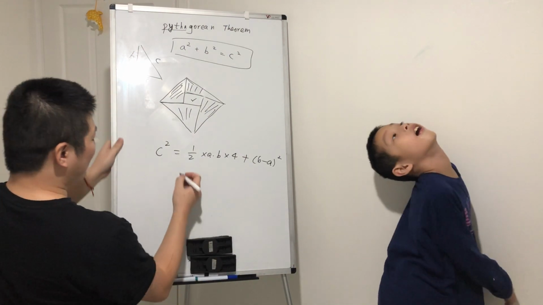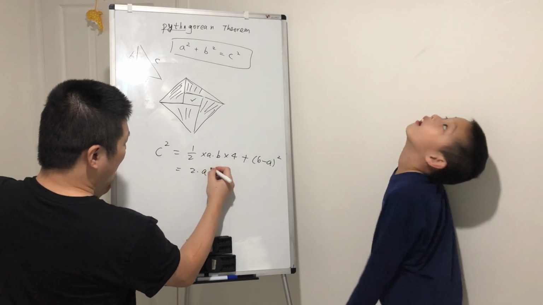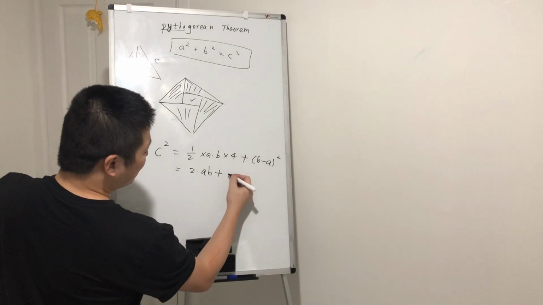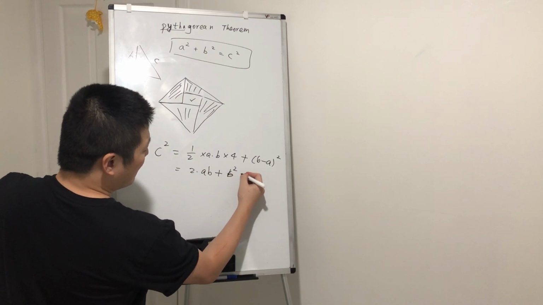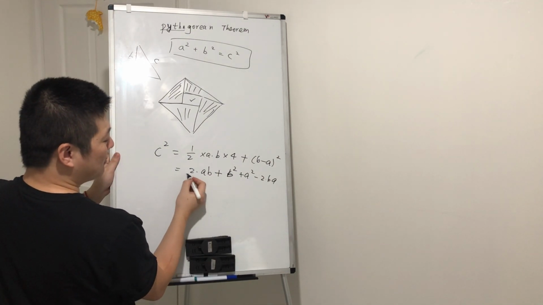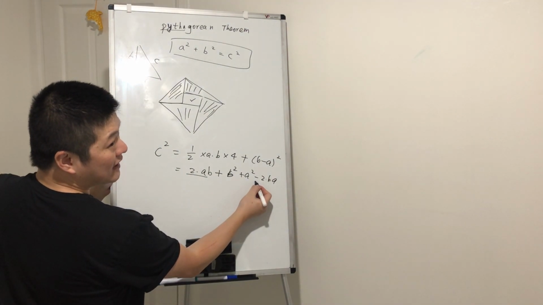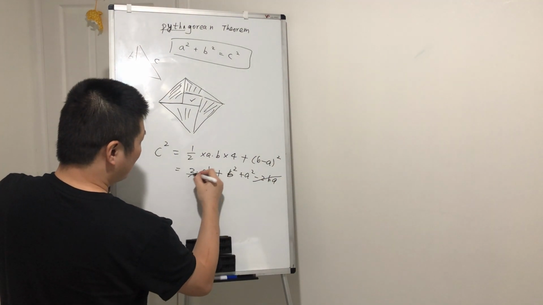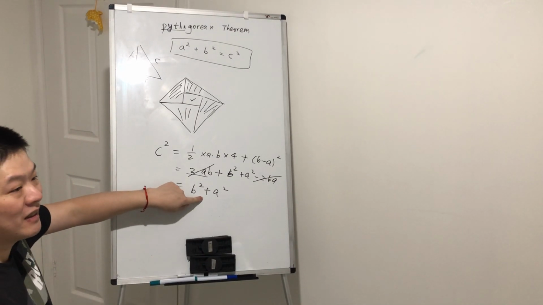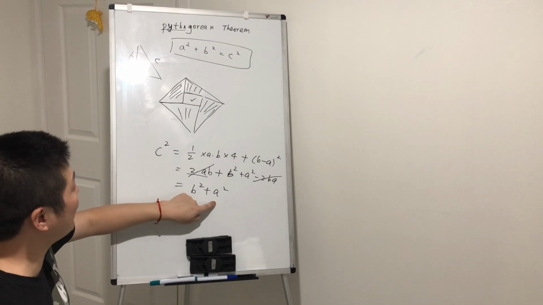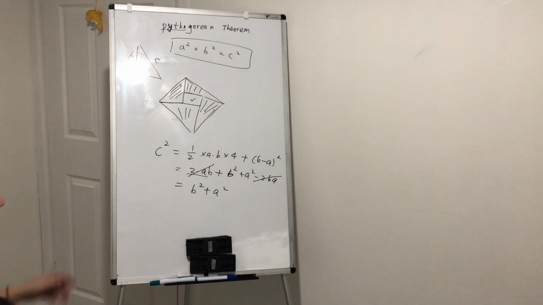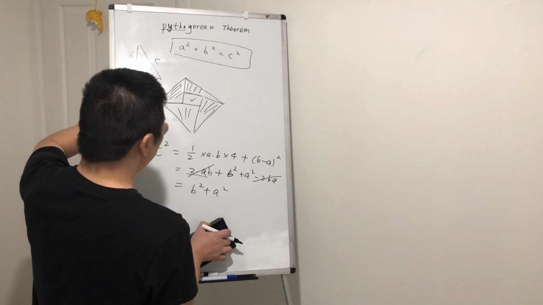Okay, so look, the four triangles give 2AB, and then plus B minus A squared, which is B squared plus A squared minus 2AB. Do you notice? 2AB minus 2AB cancels out, right? So what's left is B squared plus A squared. We just proved that C squared equals B squared plus A squared, or A squared plus B squared. So this is very interesting, very important mathematics.